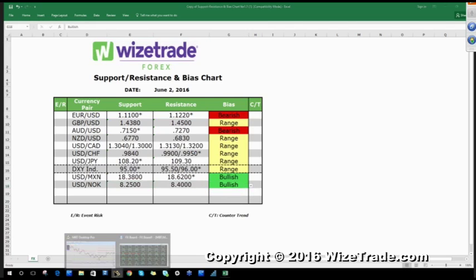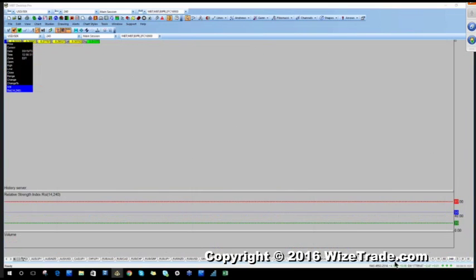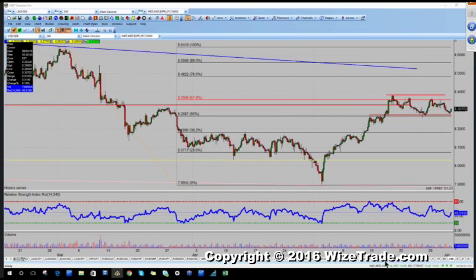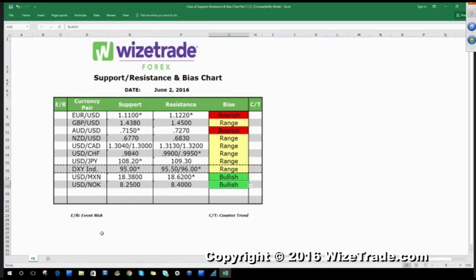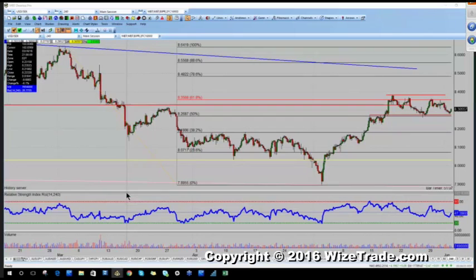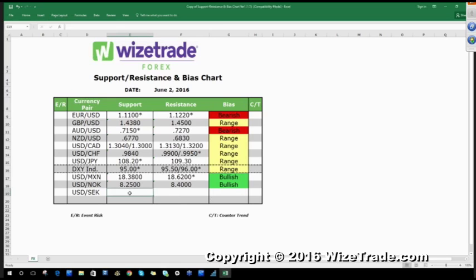Bullish US dollar Swedish krona. 8.26 to 8.38, right? I do not own any of that. Wait, it was 8.27, 8.27, 8.38, 8.38. Okay.